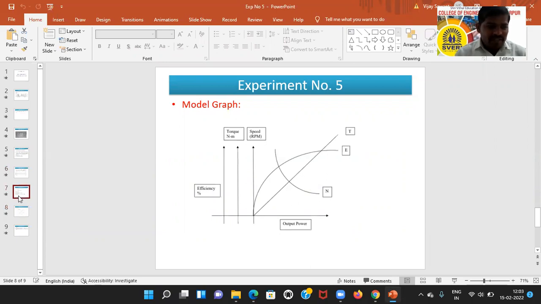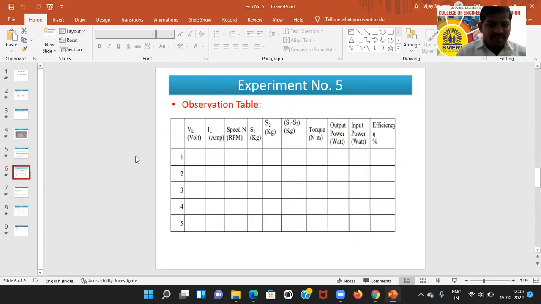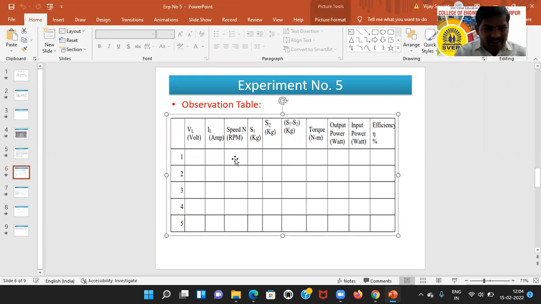And all of you calculate the efficiency. Then tell me how the efficiency graph will become. Speed is also decreasing. Initially we got a speed of 1818. Then we got a speed of 1705 something. After that we got a speed of 1575. So speed is decreasing, current is increasing, and the supply voltage remains constant.